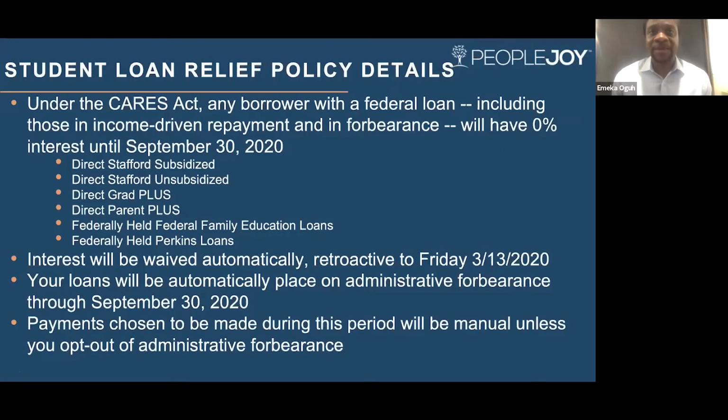If you do choose to make payments during this period, they'll have to be done manually. So you'll either have to call into your servicer or mail in a check to actually make payments on your student loans. And this will apply to any direct loan. So only direct loans owed to the federal government have the suspension enacted. If you have private loans, those payments still have to be made during the next few months.